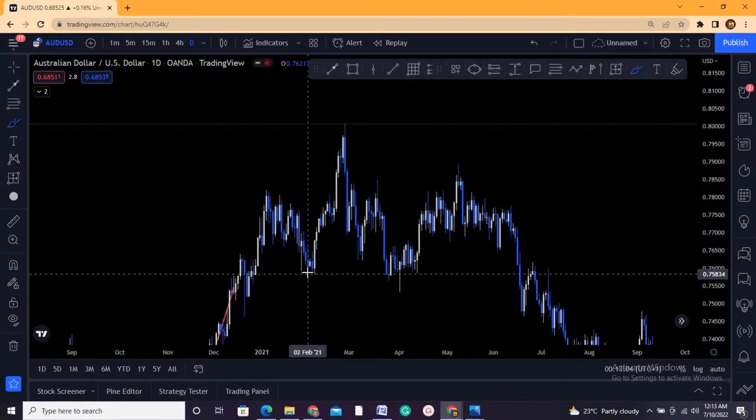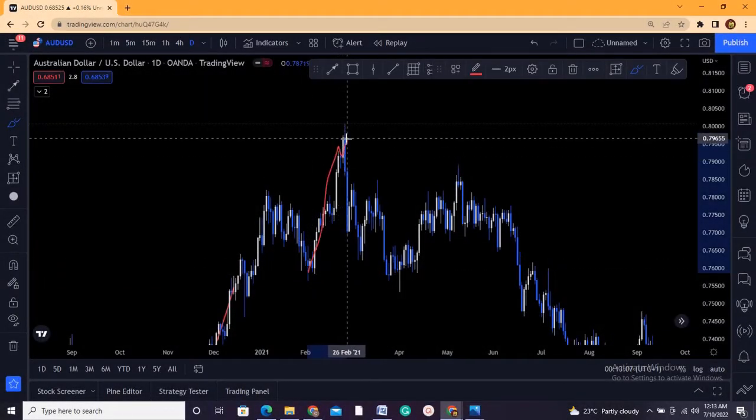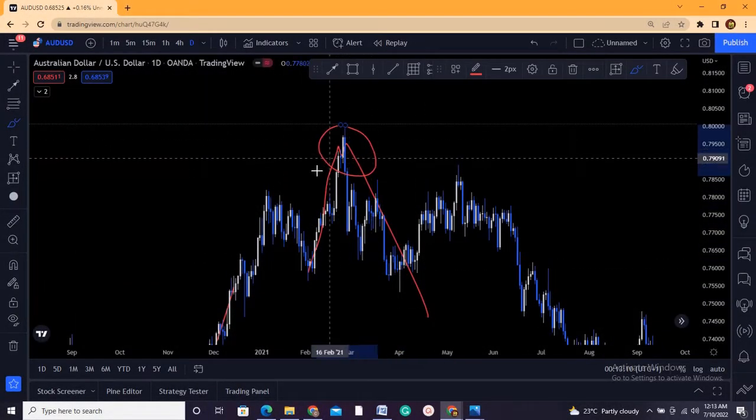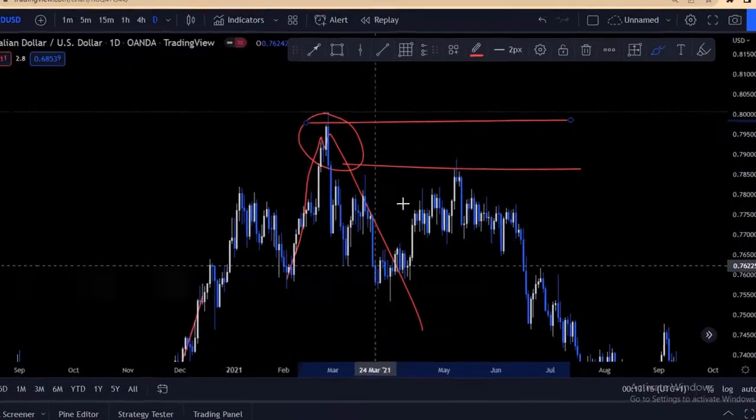Markets create this rally, then create a base, then drop down. This base can act as an area of supply for the markets to come back into and will sell.